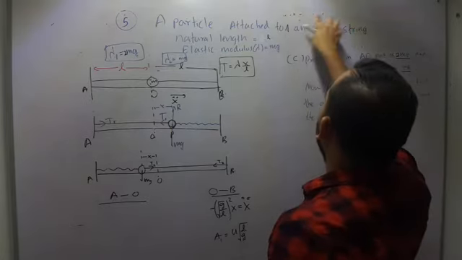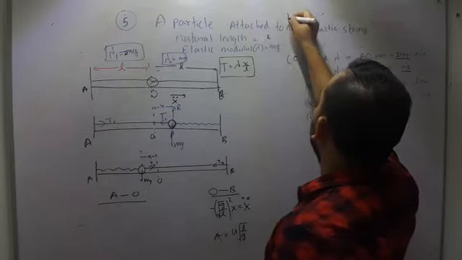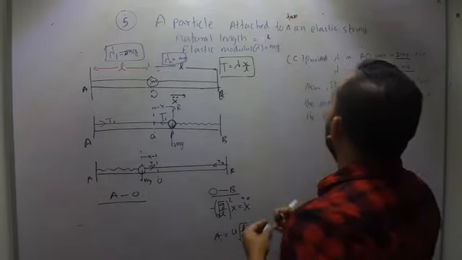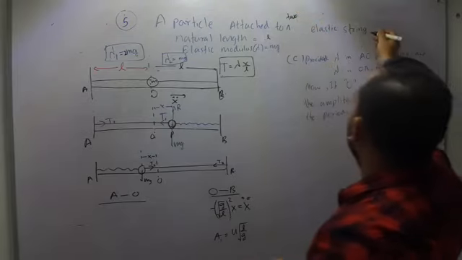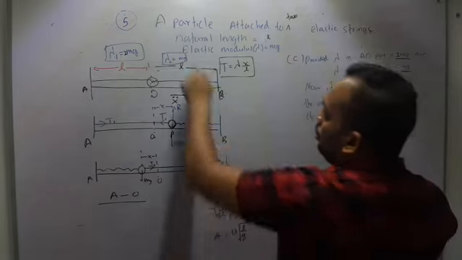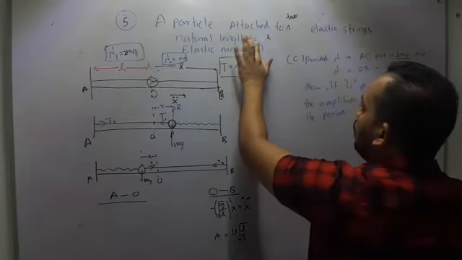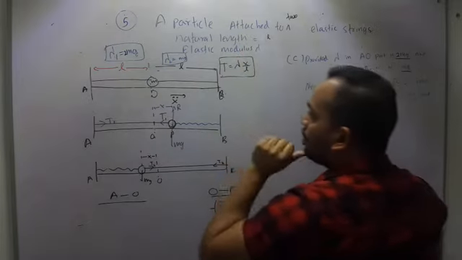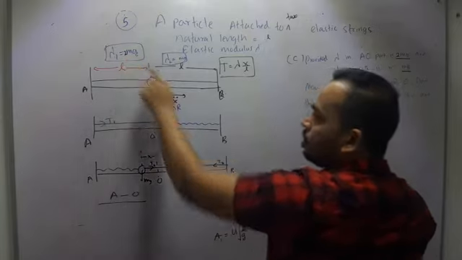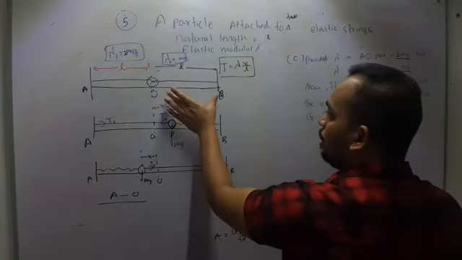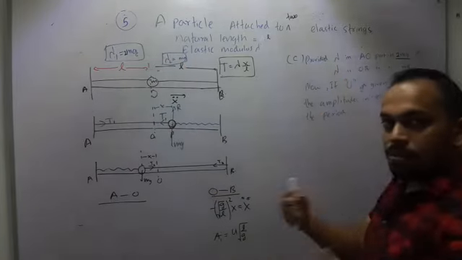Not the midpoint, attached to two elastic strings of the same length. Now natural length is L. Elastic moduli are given here. The string in part AO has an elastic modulus of 2mg. The string in part OB has an elastic modulus of mg. Now the elastic moduli are different.